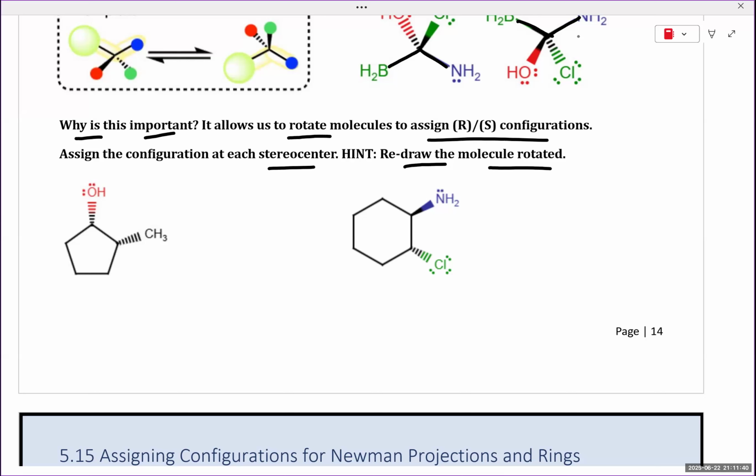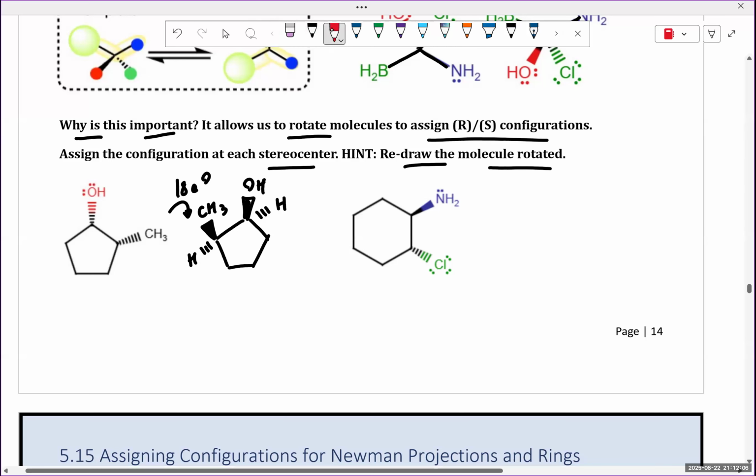So looking at this case, I'll do the first example. I'm going to rotate my molecule 180 degrees horizontally. So I rotate my skeleton and I invert my dash wedge notation. So all of the dashes become wedges. From here now, we see we have hydrogens in the back, so we're good to go to continue on.